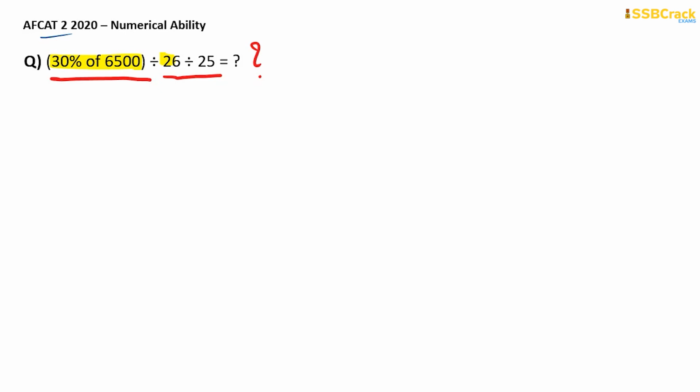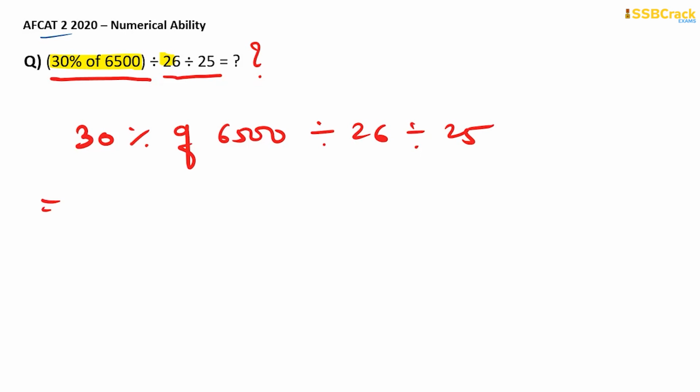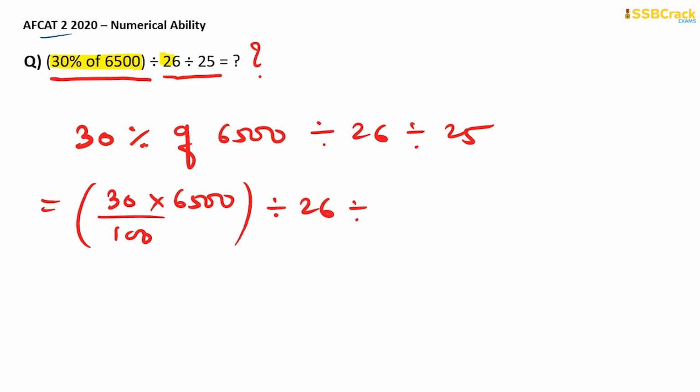Let's write the statement of this expression in simplest form so that we can easily simplify and get the answer as soon as possible. First of all, we write as it is 30% of 6500, then divided by 26, divided by 25, as 30 into 6500 upon 100. Why? Because 30% of means 30 by 100 part of 6500. So this has to get divided by 26, and this has to get divided by 25.